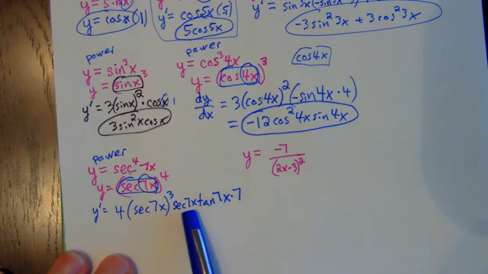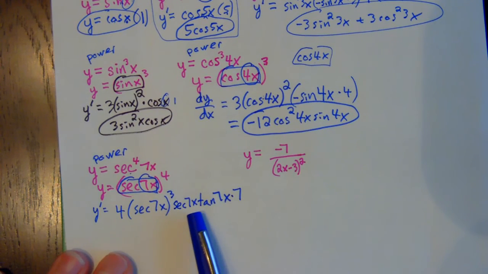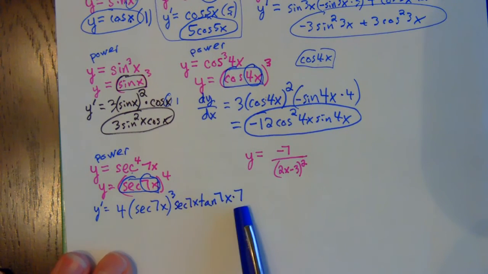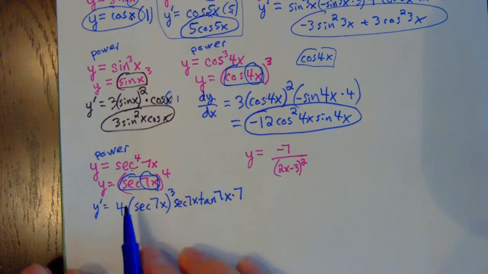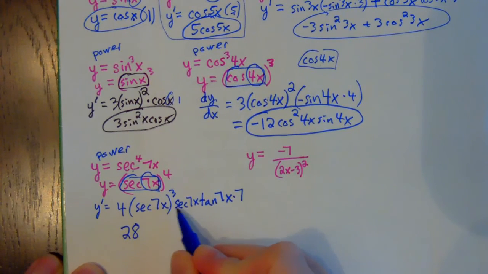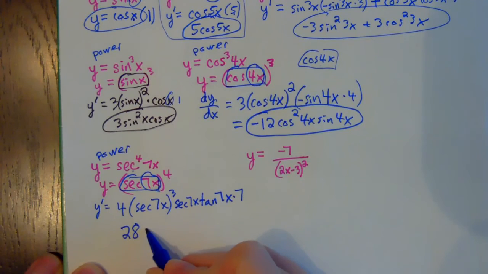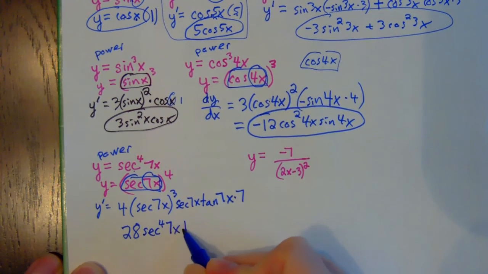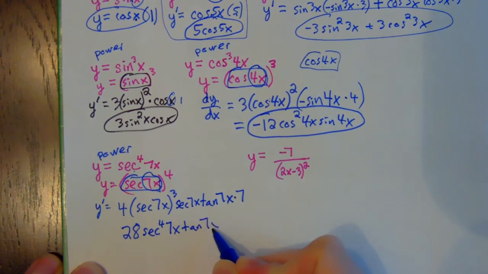So you should always have the angles attached. Sometimes people just put secant tangent and they mess up that 7x right there. Secant of that angle, tangent of the angle, leave the angle alone, and then you times it by the derivative of that angle right there. So then I got a 4 times 7, I can make this a 28. You got secant to the third times secant to the first. So that's going to be secant to the 4th of 7x times tangent of 7x.